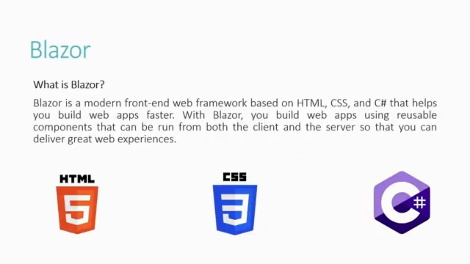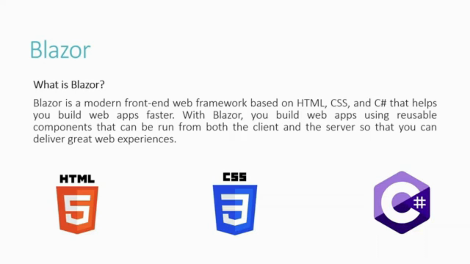Blazor is a modern .NET front-end web framework based on HTML, CSS, and C# that helps you build web apps faster. With Blazor, you build web apps using reusable components that can be run from both the client and the server, so that you can deliver great web experiences. It's a framework for building interactive UIs using C# instead of JavaScript.